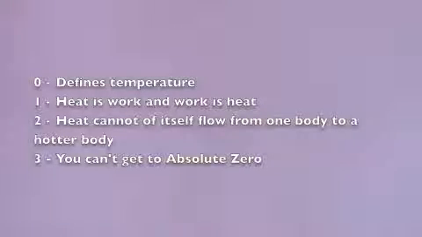The first law says that heat is work and work is heat. The second law says that heat cannot of itself flow from one body to a hotter body. You can't get heat to move to a hotter body. It doesn't flow upstairs. And the third law essentially says that you can never get to absolute zero. You can never get to 0 degrees Kelvin.